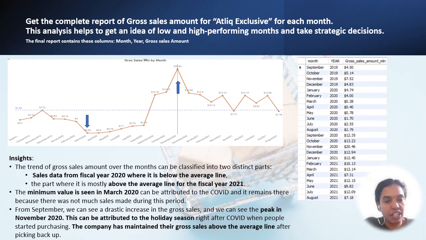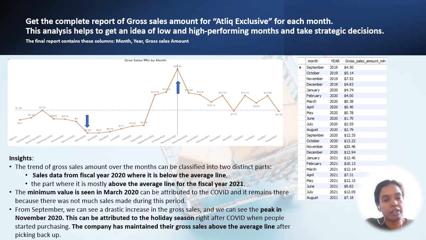The right chart here shows the trend of gross sales per month. You can see this data is from the COVID era, and the minimum sales that we got was in March 2020, and the sales kind of remain the same for the following year. And you can see also that in November 2020, which is the holiday season right after COVID, our sales peaked and we have the highest sale.